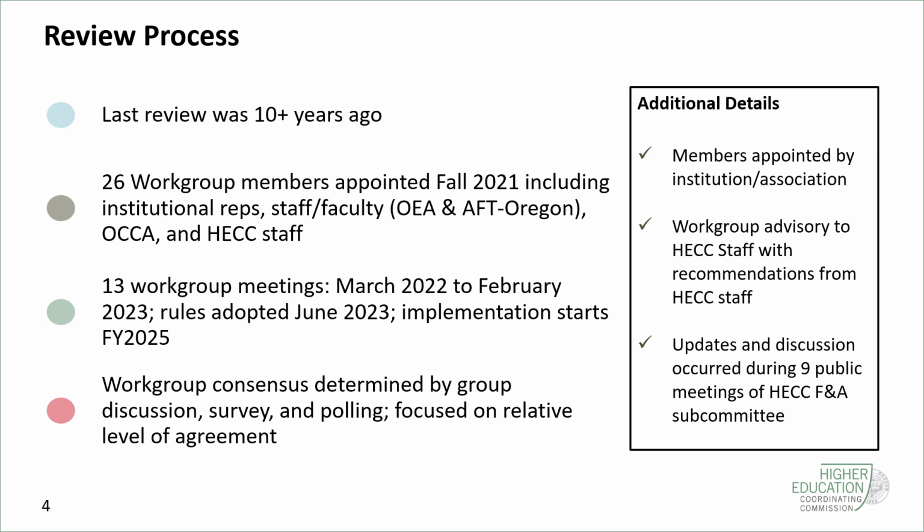The work group developed consensus by group discussion, by survey, by polling. The idea was to focus on the relative level of agreement, not necessarily do you agree or disagree. There was also an attempt to define the level of agreement for those participating in the work group process. A couple of quick additional notes. Members to the work group were appointed by their institution, so the community college presidents appointed members.